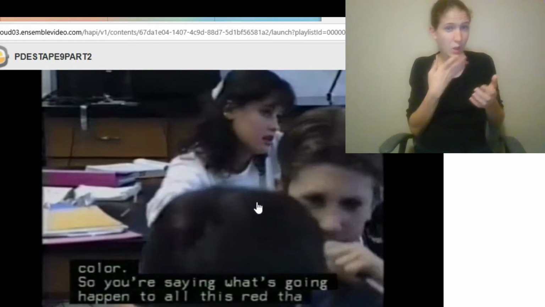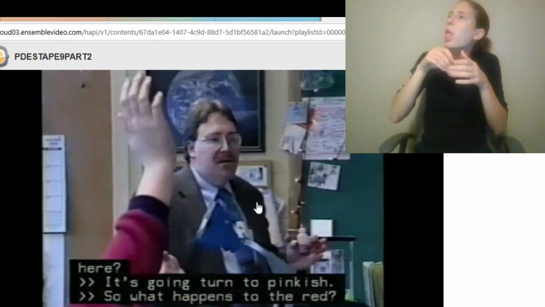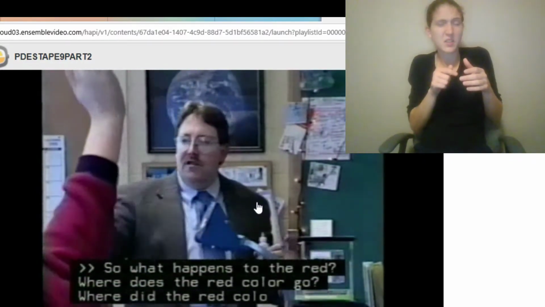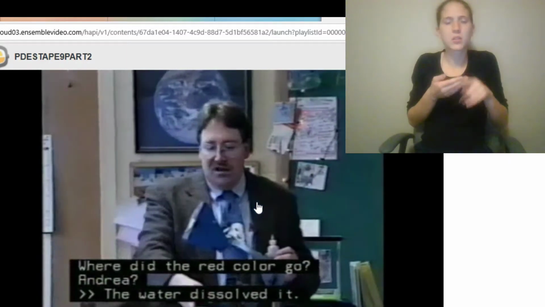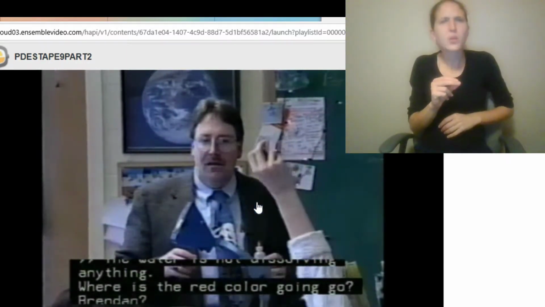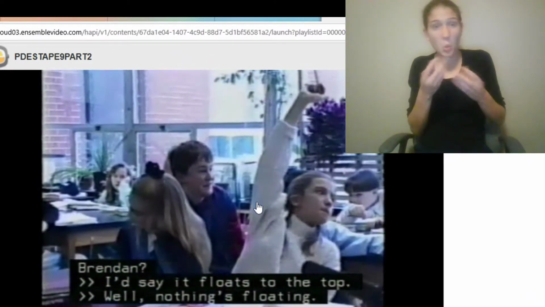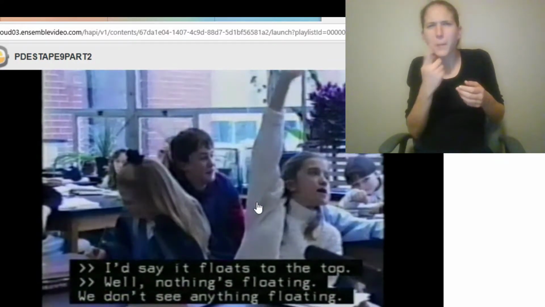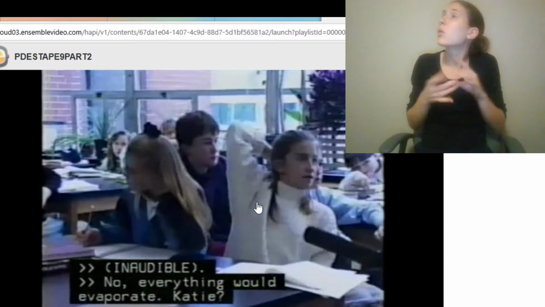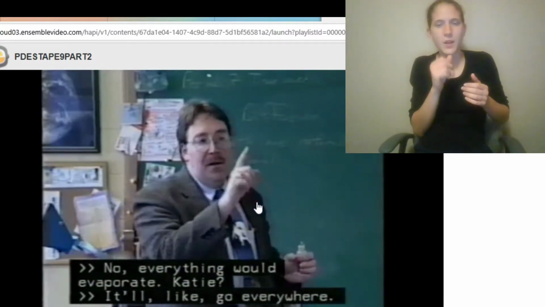So you're saying what's going to happen to all this red that's in here? So what happens to the red? Where'd the red color go? Andrea? The water's not dissolving anything. Not dissolving anything. Where's the red color going to go? Brendan? Well, nothing's floating. We don't see anything floating. No, everything would evaporate. Katie? It'll go everywhere.